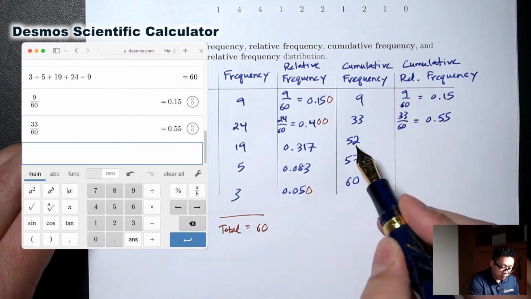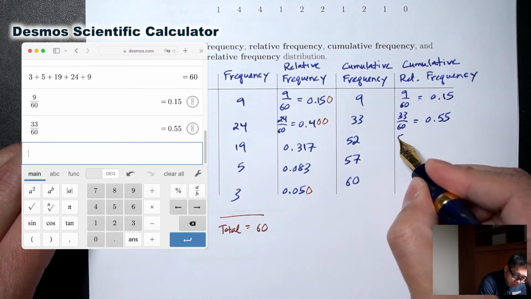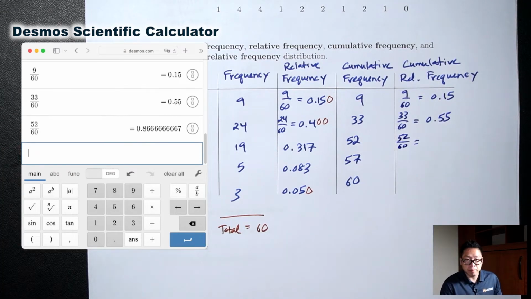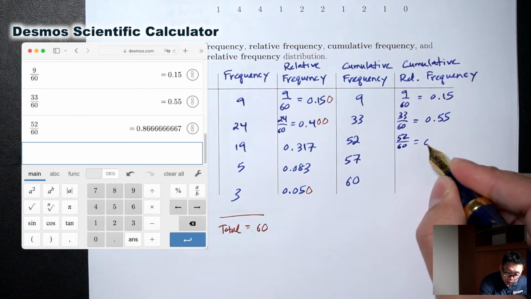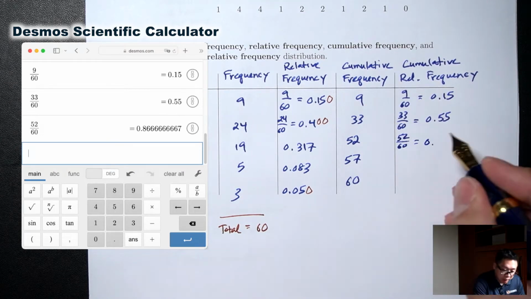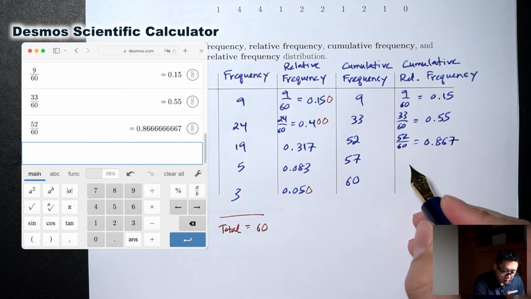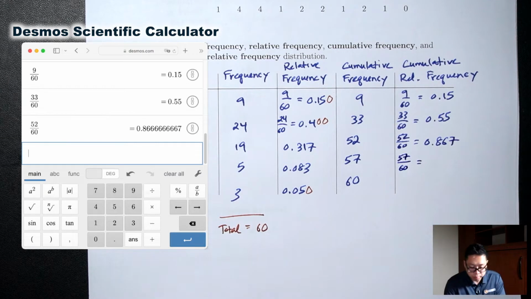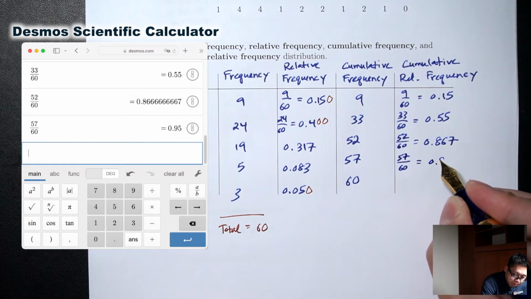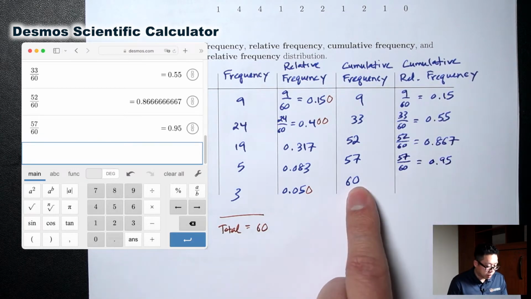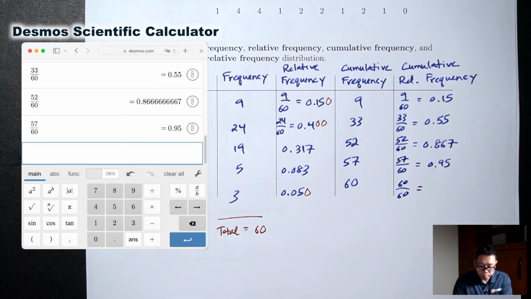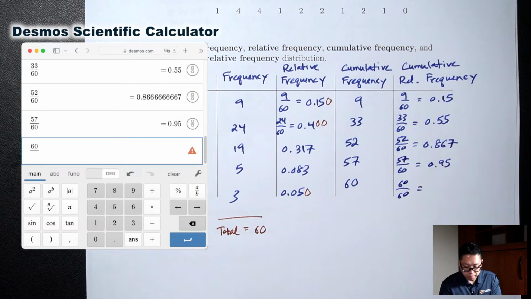Next up, 52 divided by 60. Rounded to 3 decimal places, this is 0.867. Next up, 57 divided by 60, 0.95. Next up, 60 divided by 60. I should know this one.